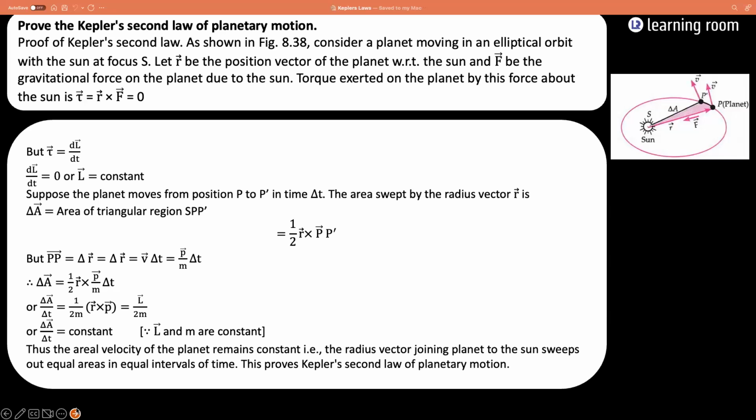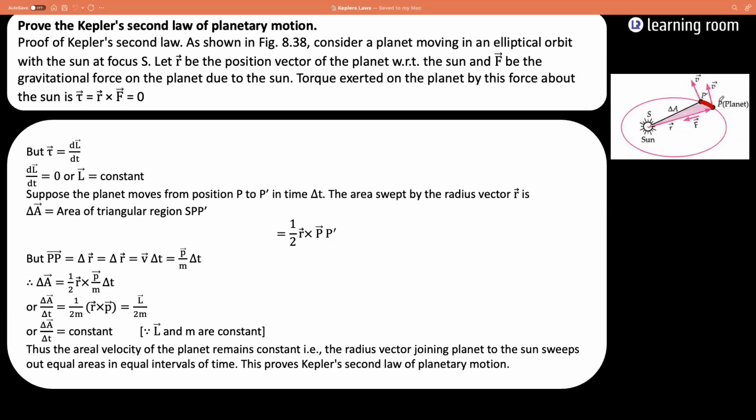Suppose the planet moves from position P to P dash in time delta t. The area swept by the radius vector is given by the area of this small triangle that you have considered. So what they have done is they have taken a very small distance, so that this curvature is ignored and it is treated like a triangle itself. Right? So the area swept by the radius vector R is given by the area of the triangular region S, P and P dash. Is this point getting registered? Means this curvature is taken to be a straight line.